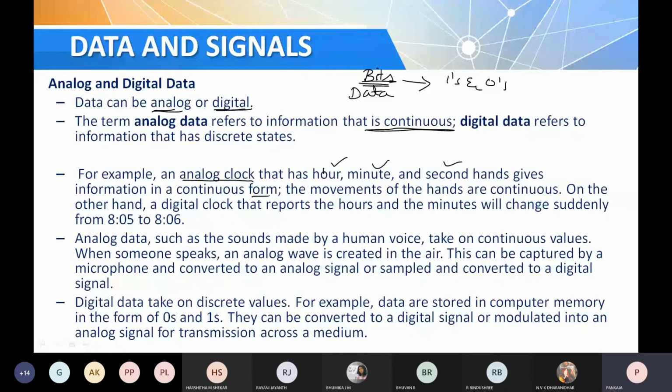Okay, there is a continuous form. There are no sudden changes in time. Continuously there is a movement. The value is changing continuously. So the movement of the hand is continuous.